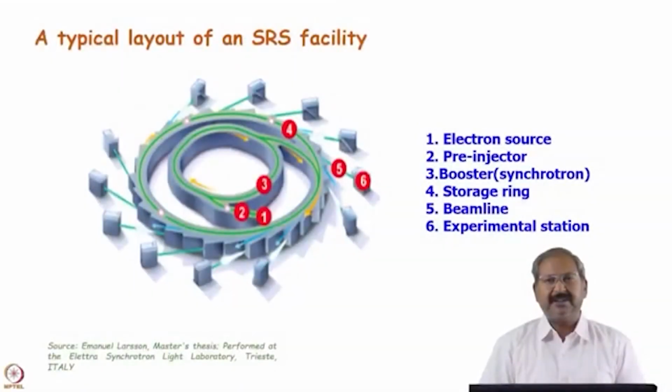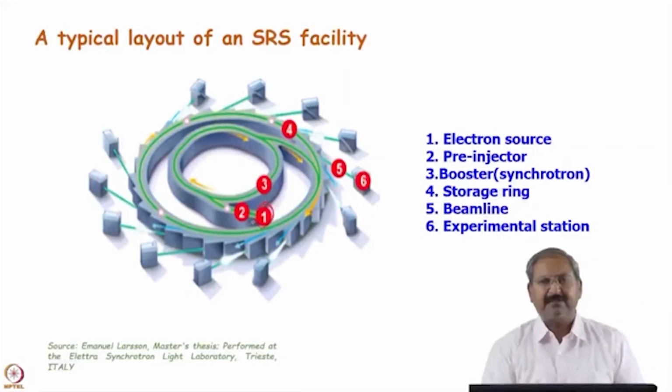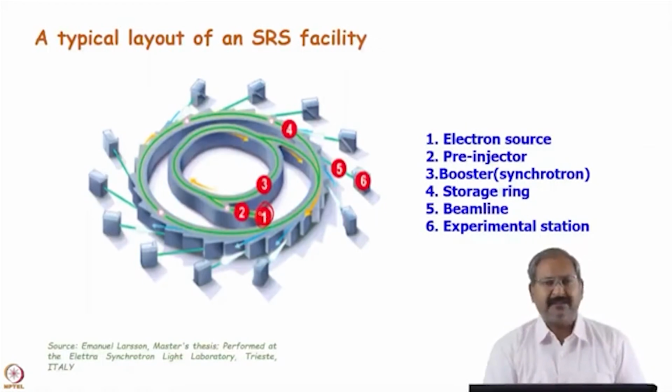A general synchrotron radiation facility looks like this. First of all, we have to have some electron sources, and an electron source may be a cathode. By heating we can get the electrons, or by field emission, or by the photoelectric effect. So there should be some source of electrons, and after the source there will be a small accelerator which raises the energy up to a certain level and which can be injected into the synchrotron.